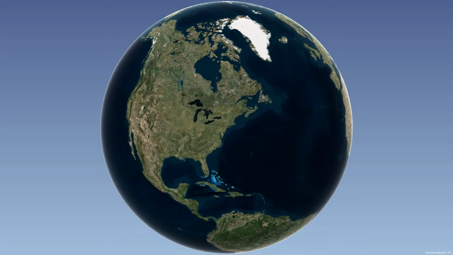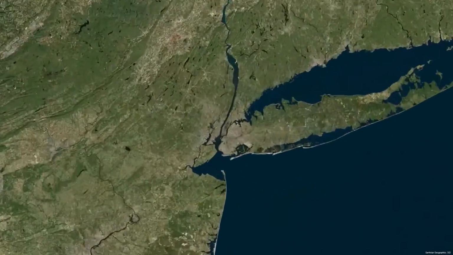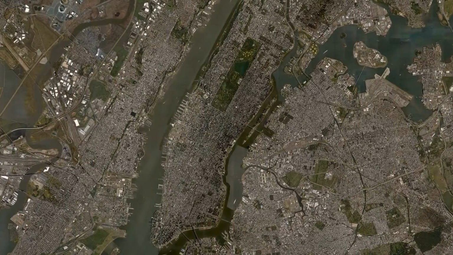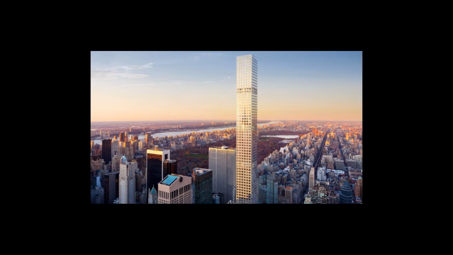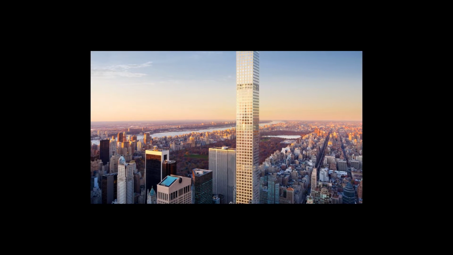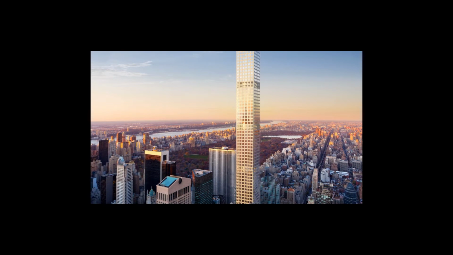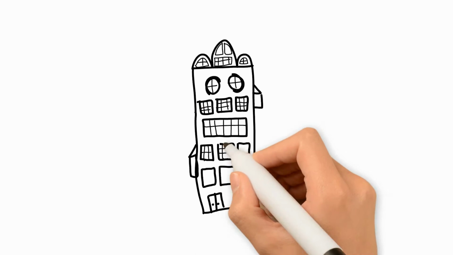432 Park Avenue. 432 Park Avenue is a super slender structure that houses luxury apartments in Manhattan, the most expensive area in New York City. Being 425 meters tall, it is the tallest residential building in the world and has the highest roof in New York. 432 Park Avenue is not a conventional skyscraper.